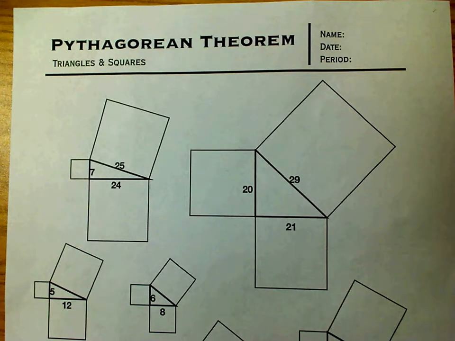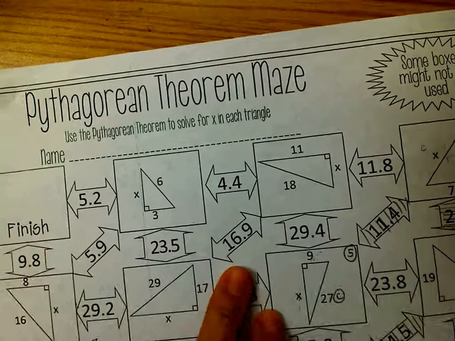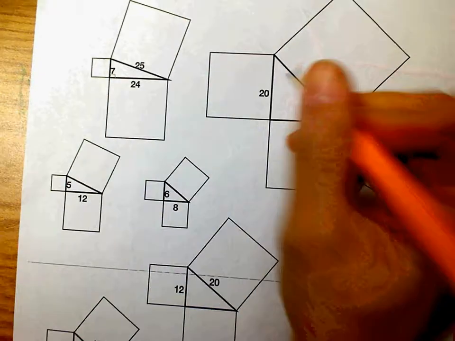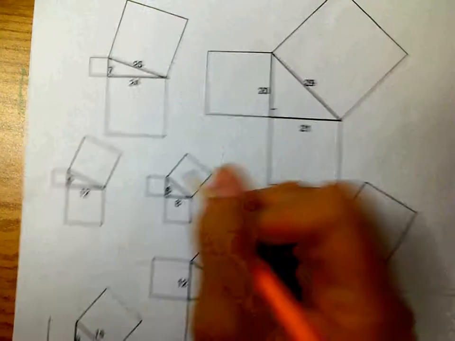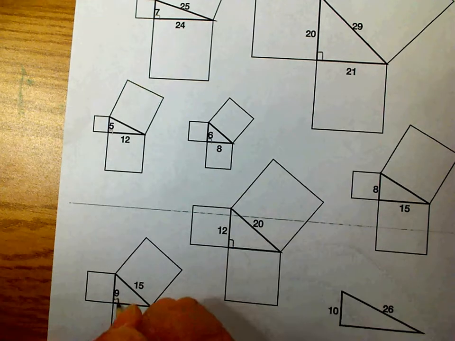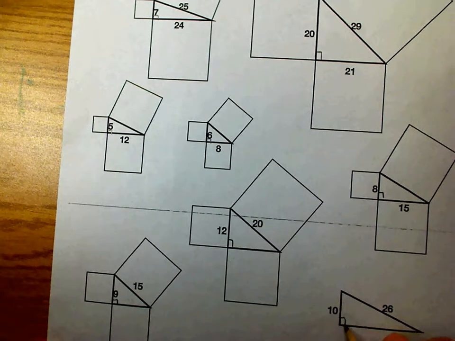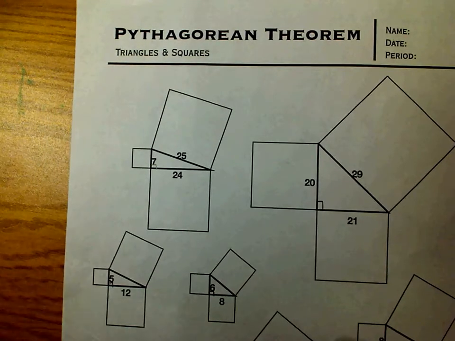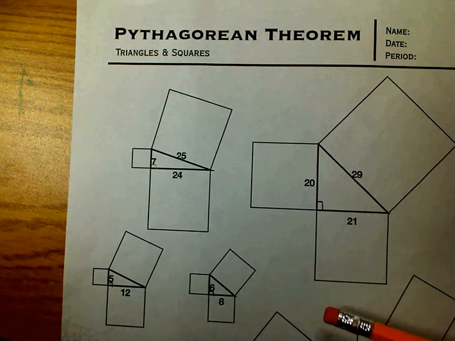Okay guys, as we did in class today, we got started on these triangles and squares. So this is the back of this maze worksheet. First of all, I want to make sure I tell you that these are all right triangles. So go ahead and add the little boxes in here to indicate these are all right triangles, okay?